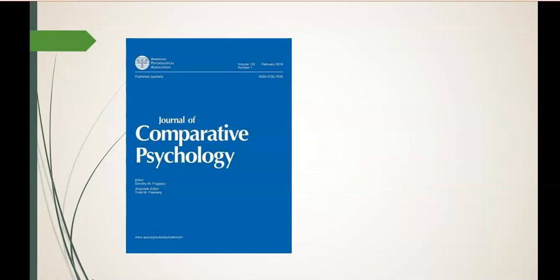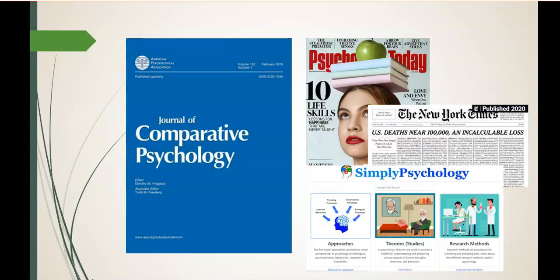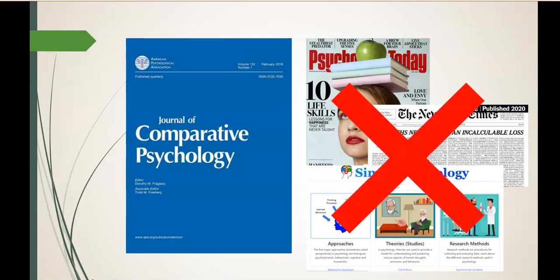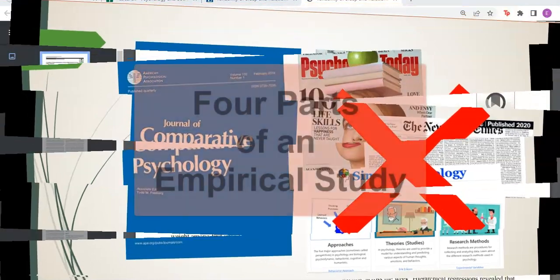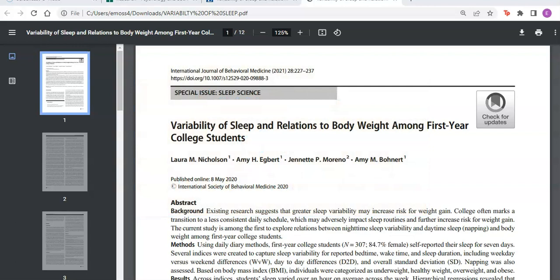In psychology classes, you want to choose scholarly peer-reviewed sources. Newspaper or magazine articles are not as rigorously reviewed as peer-reviewed articles. For your scholarly analysis assignment, you will be reading an empirical study that has been peer-reviewed. Let's talk about the 4 parts of an empirical study. An empirical study is a study that follows the scientific method.